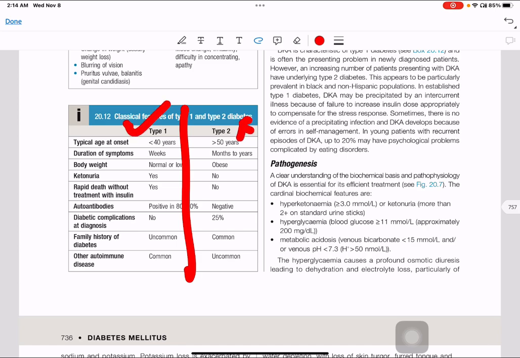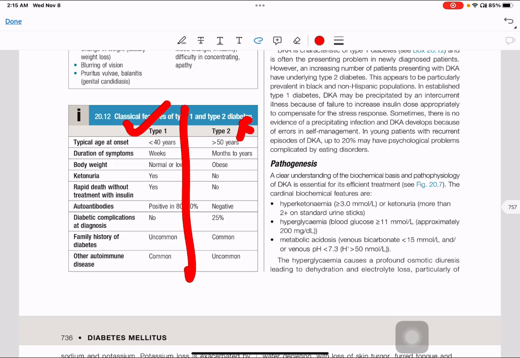Type 1 is usually young, less than 40 years. The presentation is sudden. Patients are usually lean and thin. There may be acute presentation like diabetic ketoacidosis. Ketone bodies may be present. The patient may present with a life-threatening situation. Autoantibodies will be positive in 80 to 90% of cases. Chronic complications are rare. Family history is usually uncommon. Some autoimmune diseases like vitiligo and autoimmune thyroid disease are usually associated.